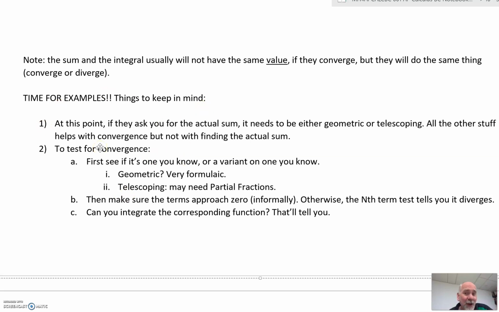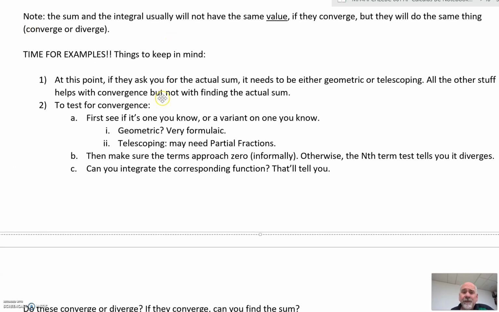At this point, if they ever actually ask you for the actual sum, the only way we know how to find it is if it's geometric or telescoping. The nth term test just tells you if something diverges; it doesn't give a sum. The integral test only tells you convergence. What you get for the integral is different from the sum of the series, because one is the whole area and the other is just adding up a bunch of points. So it's not going to tell you the sum. That's a little hint here: if they ever say find the sum of the series, those are our options.